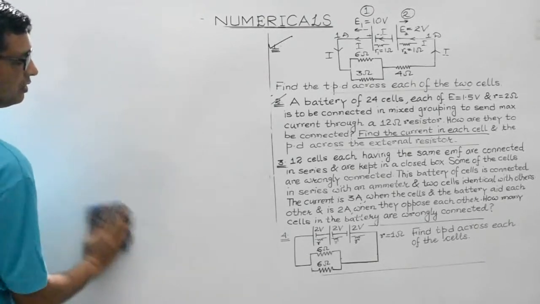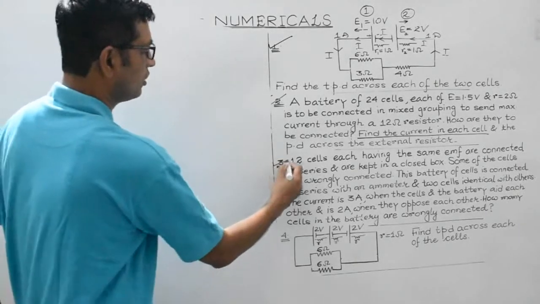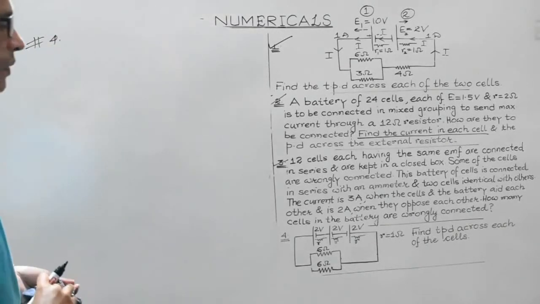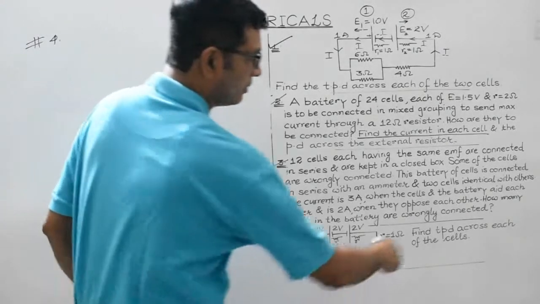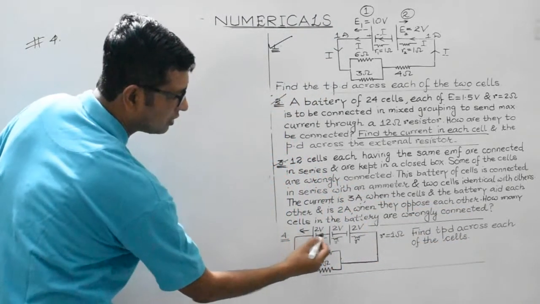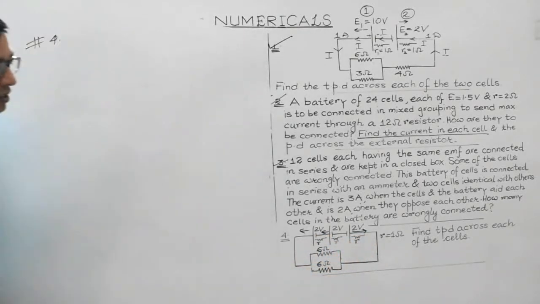This is a circuit given. It is identical to that of the first question. So question 3rd is over. Let's try the fourth one. Find the TPD, terminal potential difference, across each of the cells. Now look, these are the 2 cells which are connected in the same order. This is a cell which is connected in the opposite order, isn't it?